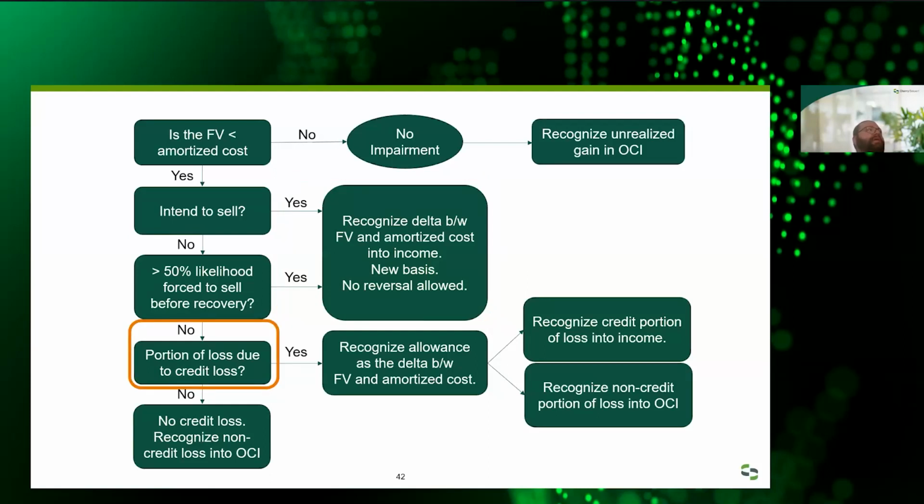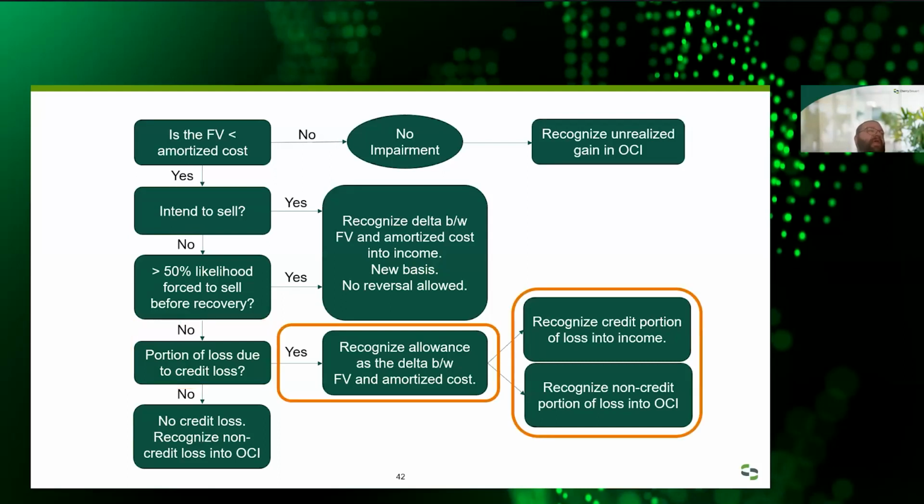But if you said, look, yeah, it's impaired, but I don't think I'm going to sell it or have to sell it, then the next step is, well, do you think some of the loss is due to credit losses, right? Is it due to the creditworthiness of the counterparty? And so you would recognize an allowance for that delta between the fair value and the amortized cost. But the important thing is you would bifurcate between the credit portion of the loss and the non-credit portion. And the credit portion of the loss would go into your income, and your non-credit portion would go to OCI.